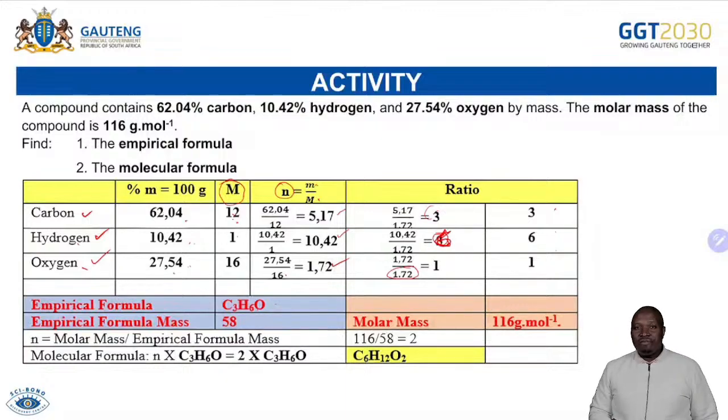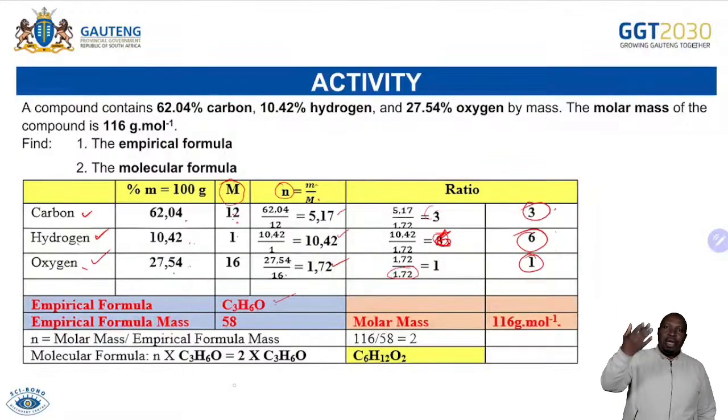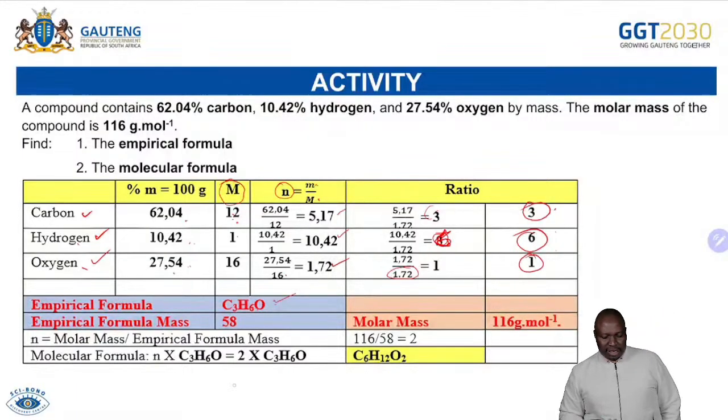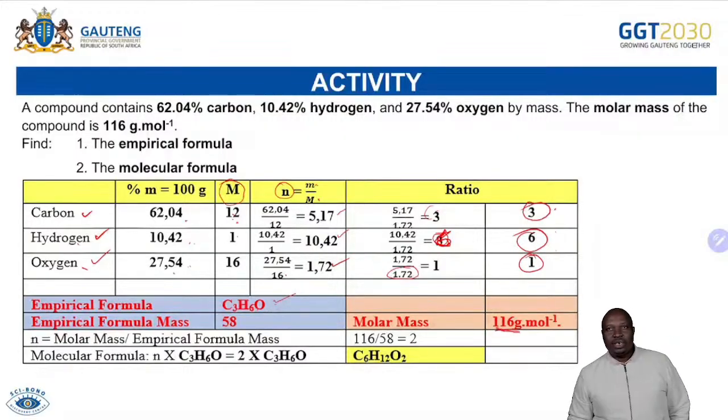So as you write your empirical formula, you say C3H6O. Oxygen is only 1, H is 6, carbon is 3. That is your empirical formula. Now you are able to move from empirical formula to molecular formula if you are given the molar mass. The molar mass was given as 116. So we have our molar mass as 116.